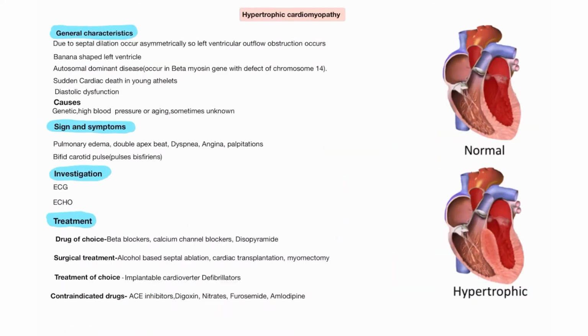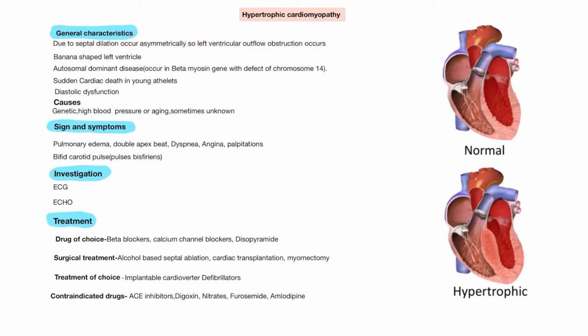Hypertrophic cardiomyopathy. Hypertrophic means that in this you will see narrowing of the ventricles and hypertrophy of the heart ventricles. What is the general characteristic? The septal hypertrophy occurs asymmetrically, so left ventricle outflow obstruction occurs.